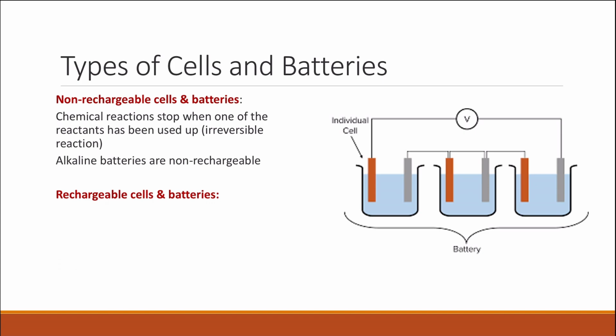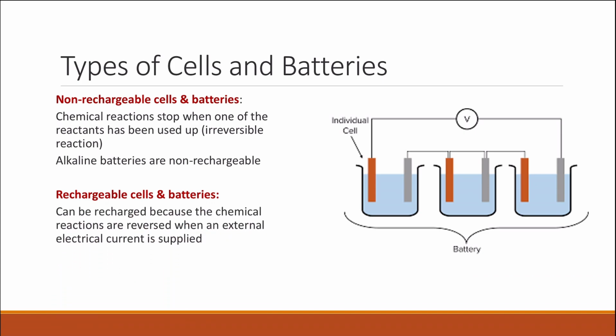There is another type of cells and batteries called the rechargeable ones. Rechargeable cells and batteries can be regenerated or recharged because the reaction that takes place is a reversible reaction. So if an external source of electric current is supplied, the reversible reaction can take place to regenerate the chemicals, and then the battery can be reused or recharged to generate more electricity.